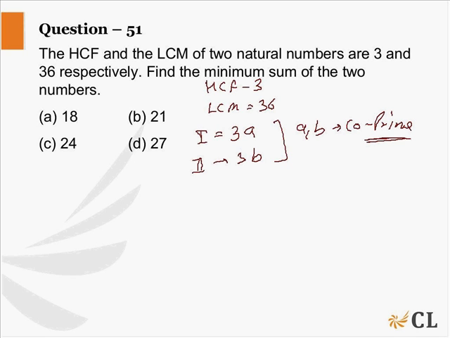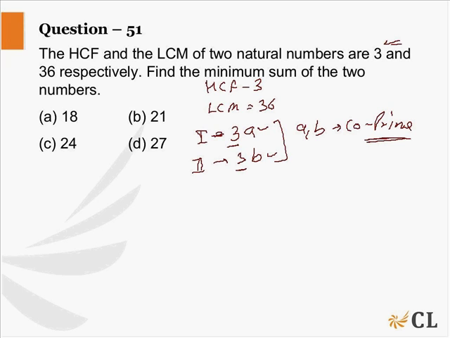Why? Because the highest common factor is 3. 3 is the highest possible number which can divide these two numbers. So I have already taken 3 separately. That means the remaining part should not have a common factor, which is what we call co-prime. A and B should not have a common factor. This is the main point, because the highest common factor is already separated.